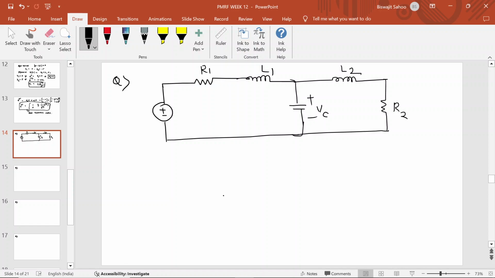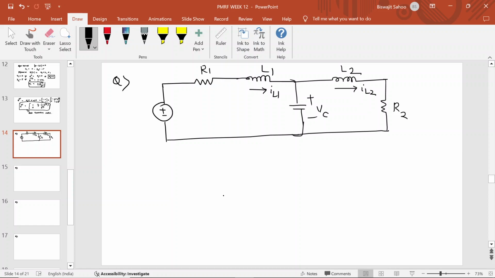I told you that you have to find the state variables. The state variables are the currents through the inductors. Let me assume the current through the first inductor is IL1 and the current through the second inductor is IL2. The third variable is the voltage across the capacitor, let's say Vc.